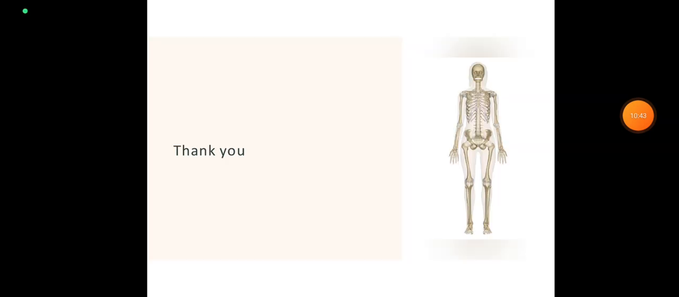So, these types of joints are present in our body. They play various roles in the movement of the body.